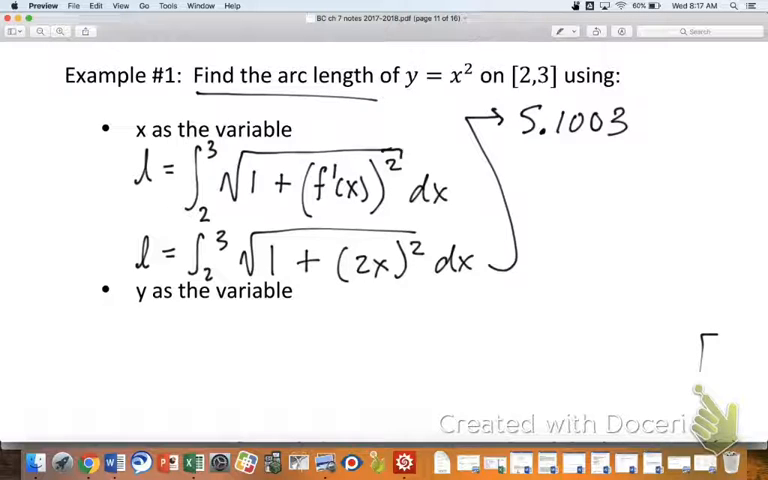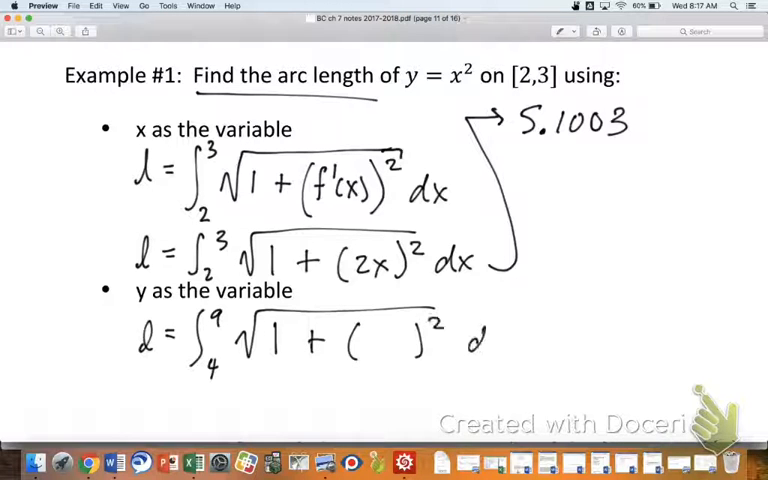Okay then. Would you guys try the same thing only using y's? You know what the answer ought to be, so this should be easy to check. Now please try the exact same thing, only use y's. It better be 5.001. So let's just make sure we have our setup right. Did you guys have the integral from 4 to 9? Yes. Okay. And then the square root of 1 plus something squared dy.